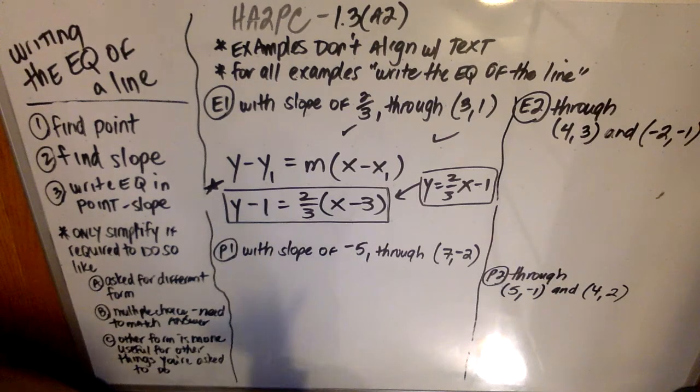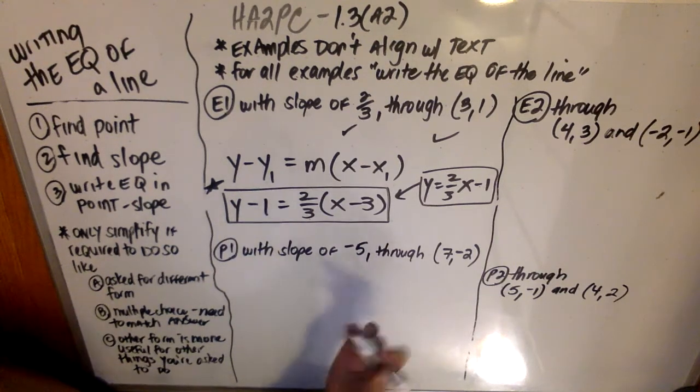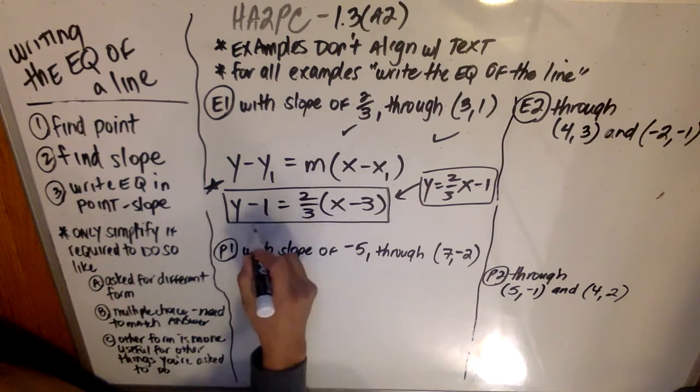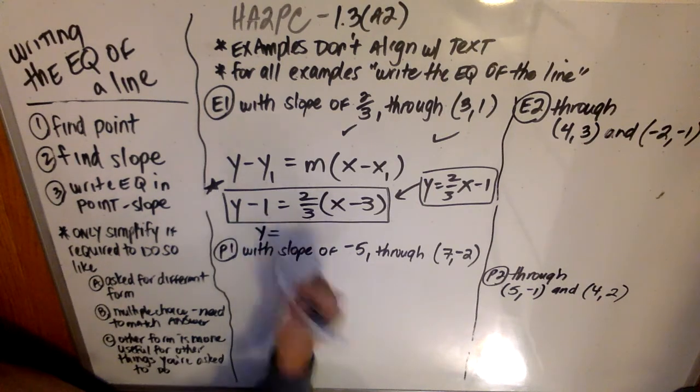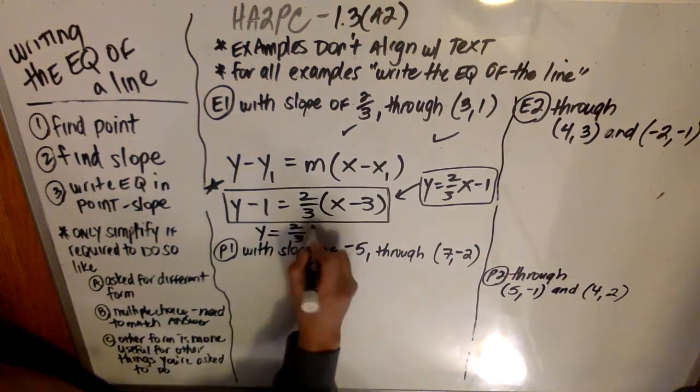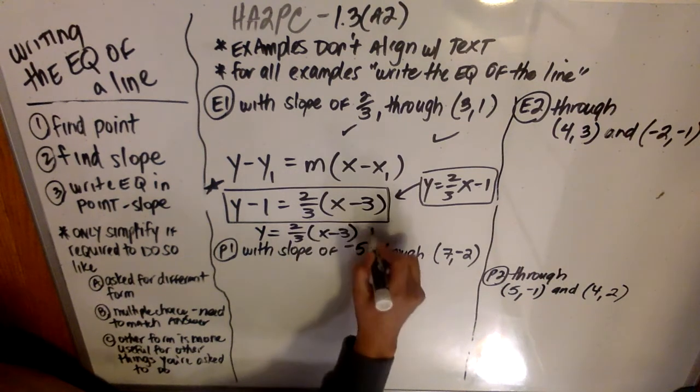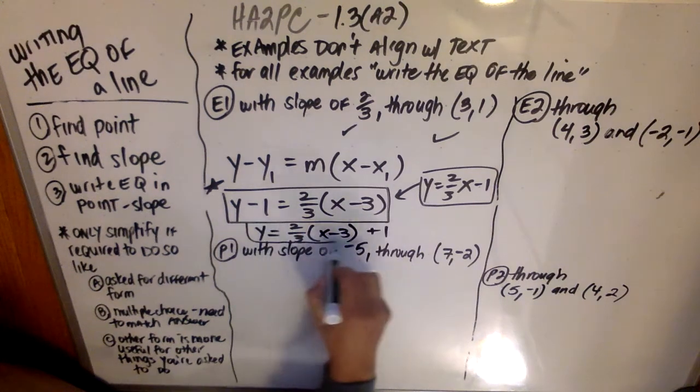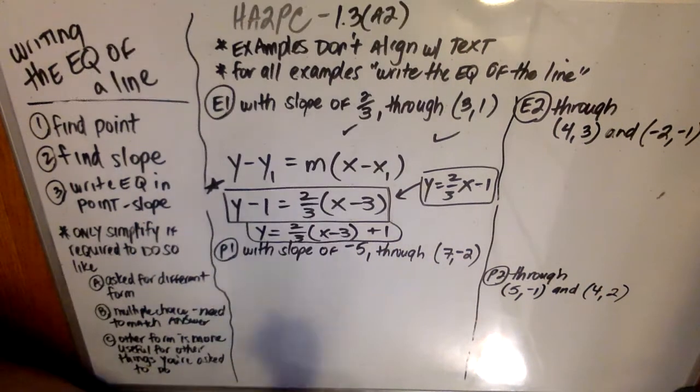If you stubbornly insist on solving for y, you should do it the laziest possible way, which is to add this 1 over separately. So the best possible answer, if asked to solve for y, is 2/3 times the quantity x minus 3, all plus the 1 at the end, which is completely correct and solved for y, but doesn't risk the same mistakes that you could make when you distribute.